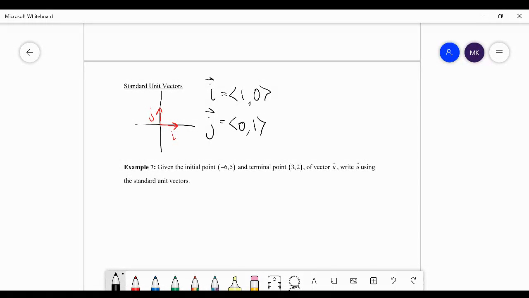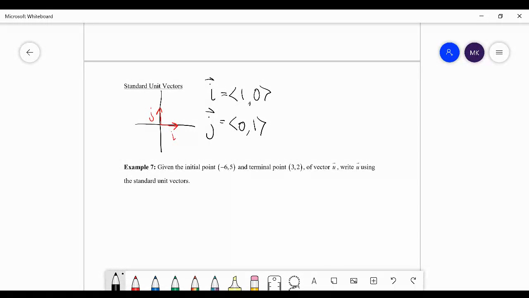So what these basically represent is 1 unit to the right, 1 unit up. By multiplying these with scalars and adding them together, we can write any vector we want using these standard unit vectors. So let's look at this example. We are told that given the initial point -6, 5 and the terminal point 3, 2 of the vector u, write u using the standard unit vectors.